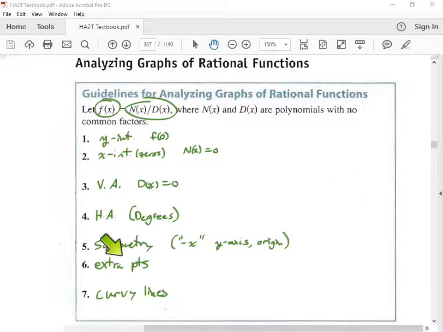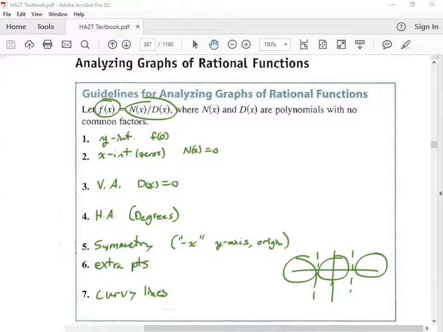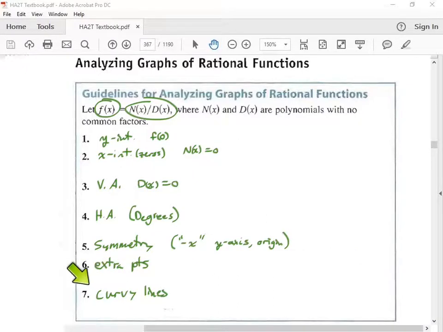Next is extra points. When you do extra points, what you want to do is pick points in each region. Let's say we have two vertical asymptotes. You want to pick a point in this area, a point in this area, and a point in this area. So you've got to pick a point in every region wherever the horizontal or vertical asymptotes are. Let's say you only have one vertical asymptote. That means you've got to pick a point in this region and a point in this region. That's what extra points means. That way you know where the curves are going to go. The last thing is, make it curvy. That's just more of a reminder.